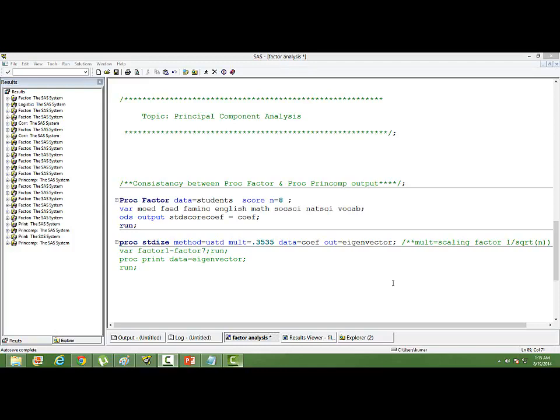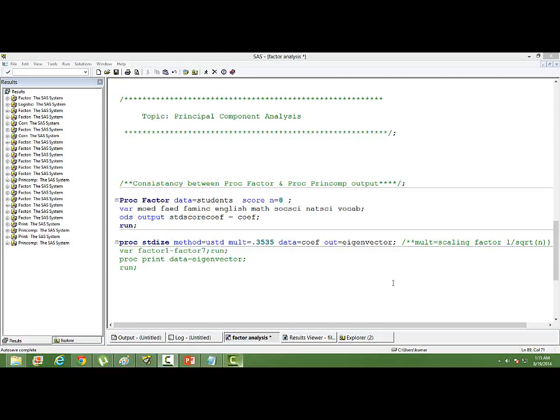Hi, this is a hands-on session on principal component analysis using SAS. In this session, I'll discuss how to perform principal component analysis in SAS.